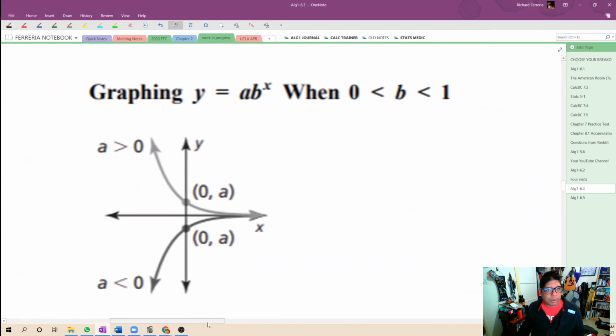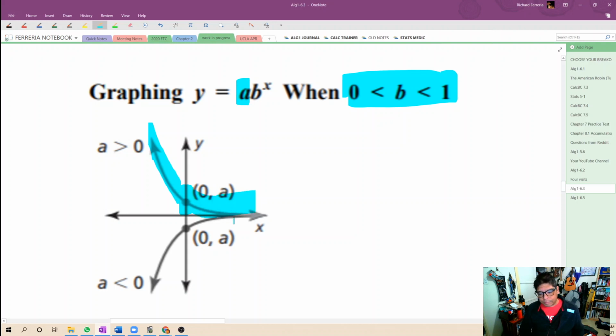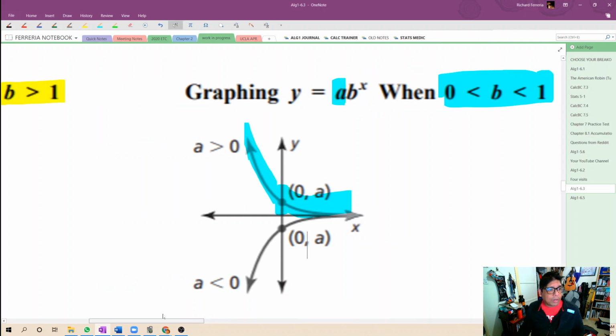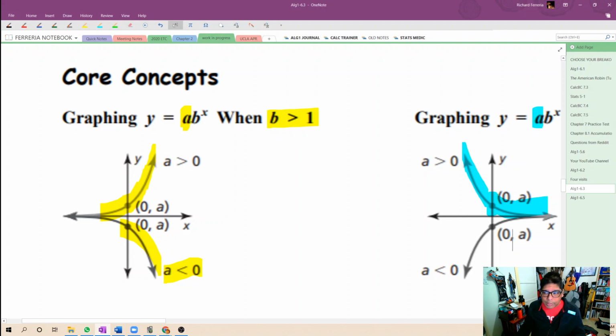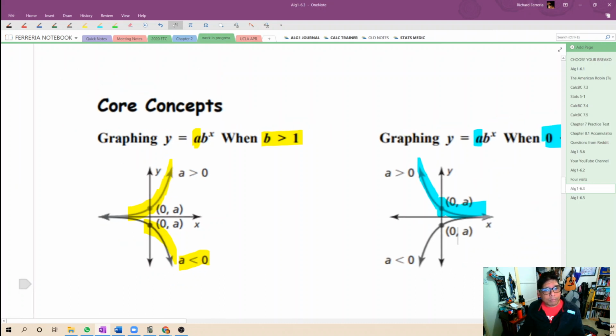The other option here is, what if b is somewhere between 0 and 1? Usually that means a fractional value, somewhere between 0 and 1. Well, in that case, we still graph our first point at a, but our trend is going to go downwards instead, toward the x-axis. Here we would call this pattern exponential decay, and we would call this pattern exponential growth. Now that's something that most students won't hear until at least junior year. So if you're hearing it now and you remember it and you understand it, you're probably ahead of the game.